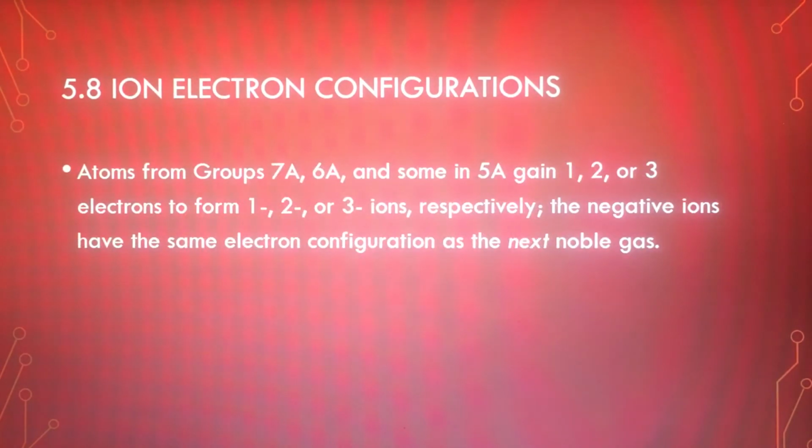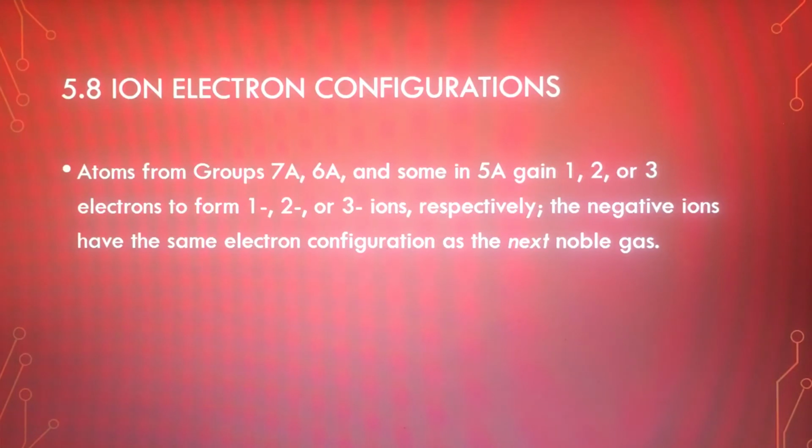Next, we have this one. Atoms from group 7A, 6A, and some in 5A gain 1, 2, or 3 electrons to form negative 1, negative 2, and negative 3 ions respectively. The negative ions have the same electron configuration as the next noble gas.